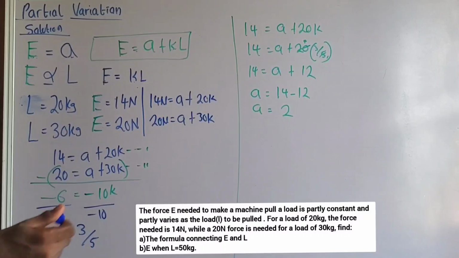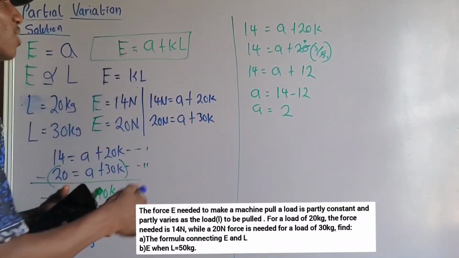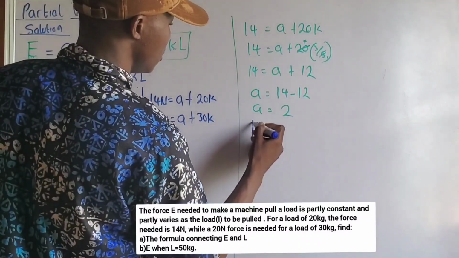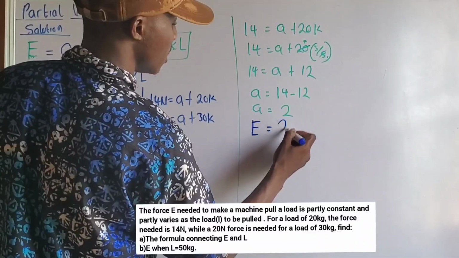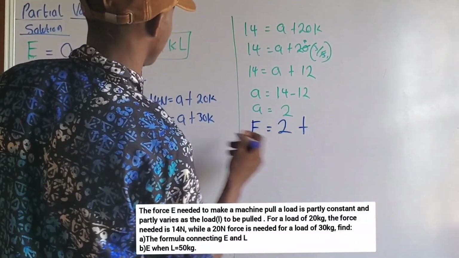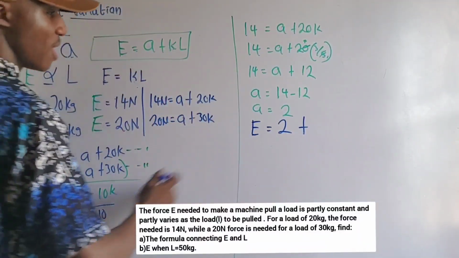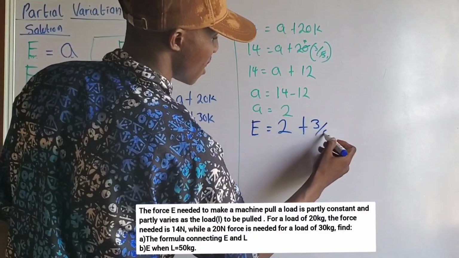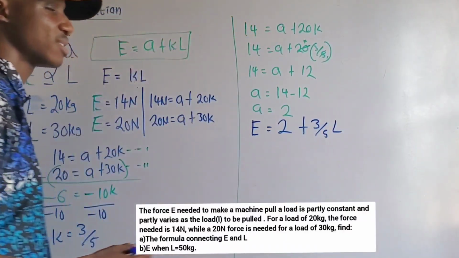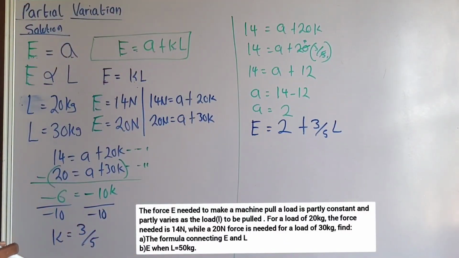So we can now write the formula connecting E and L like this. E is equals to A, which is 2, plus k. k is 3 over 5. I'm going to have 3 over 5 L. You understand? That is the formula connecting E and L.